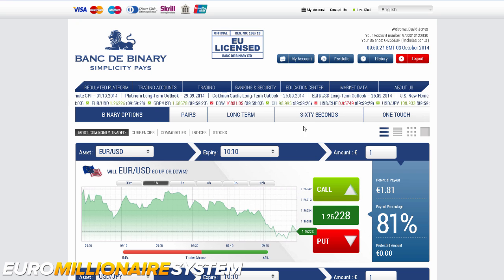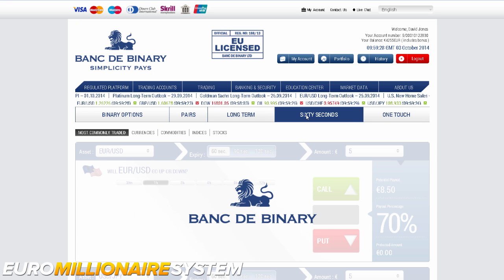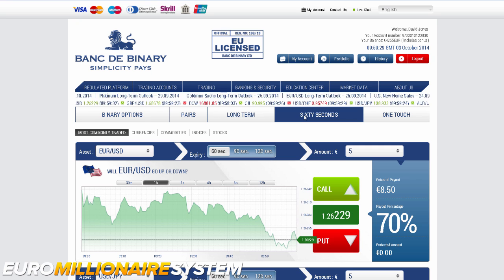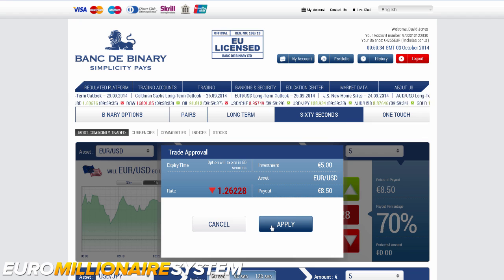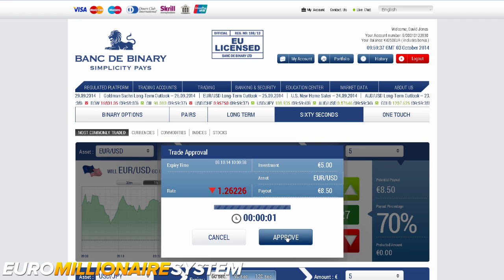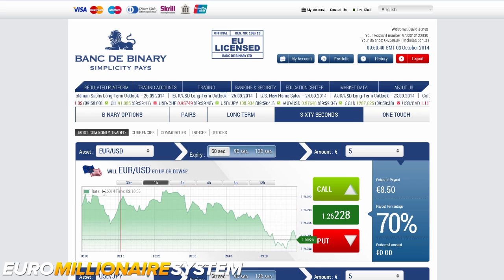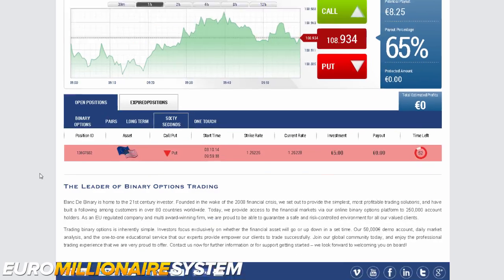We're going to go ahead with the first step of this strategy, so let's go back to the 60 seconds tab, place a €5 trade, and follow the most popular direction. So we're placing a downward trade by clicking on the put button. Let's click on apply, then approve, and our trade is executed.